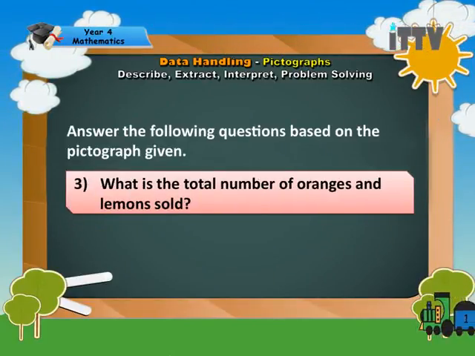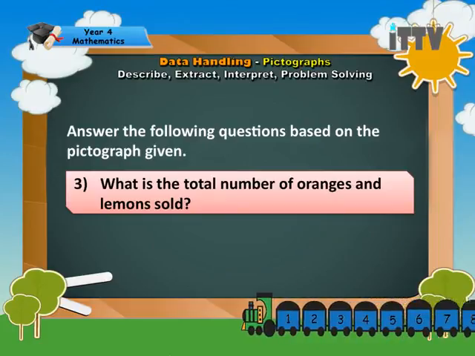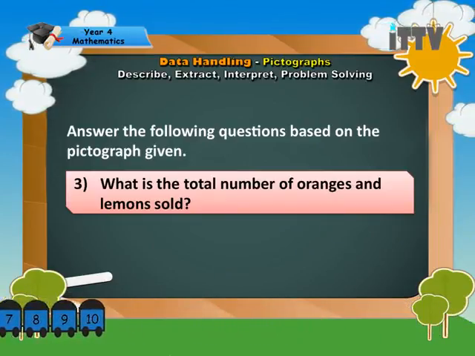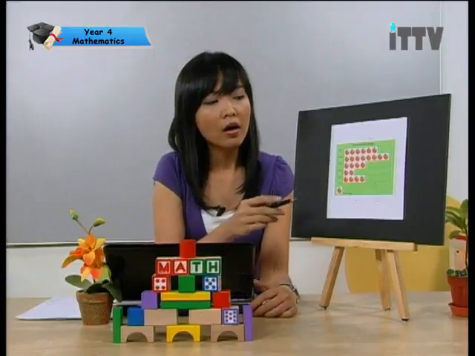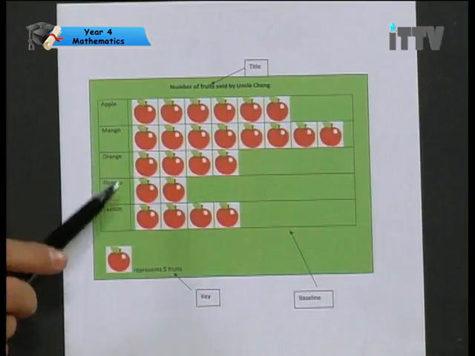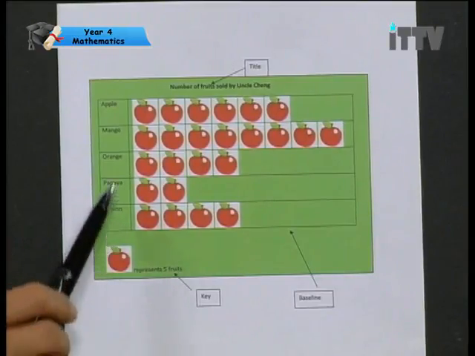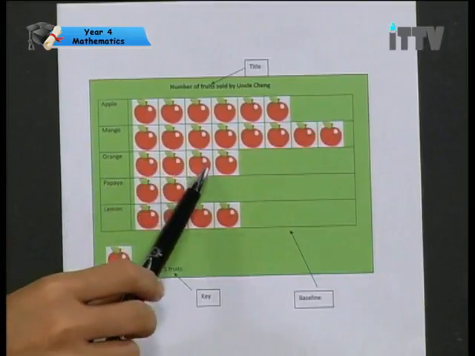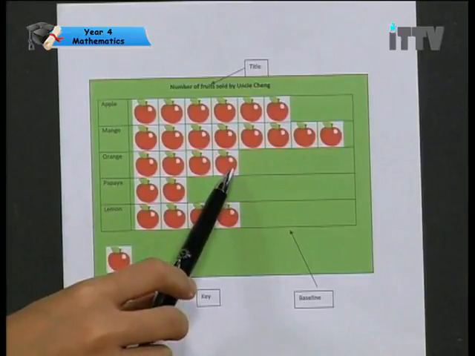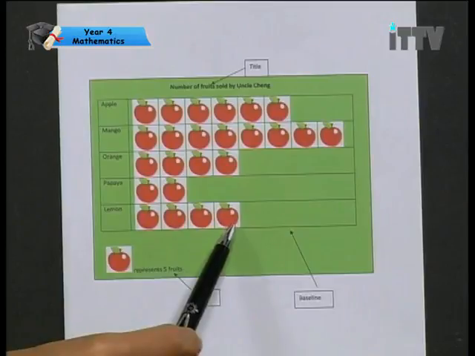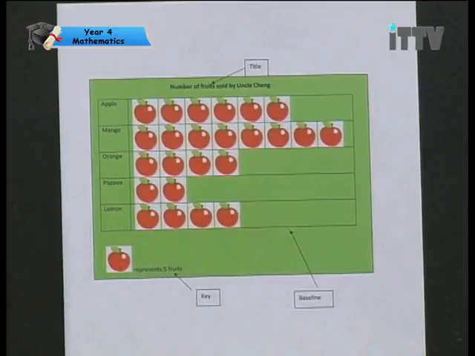Number 3. What is the total number of oranges and lemons sold? Now we want to find the total for oranges and lemons. So let's count how many pictures are there first. For orange, we have 1, 2, 3, 4. And we add those for lemon. 5, 6, 7, 8. 8 pictures altogether, the total.